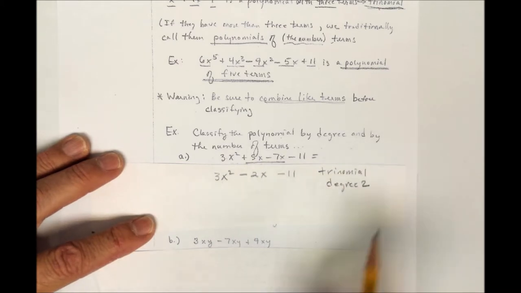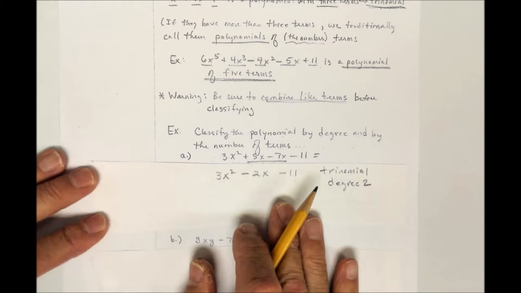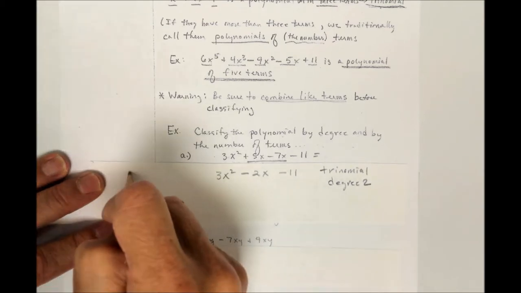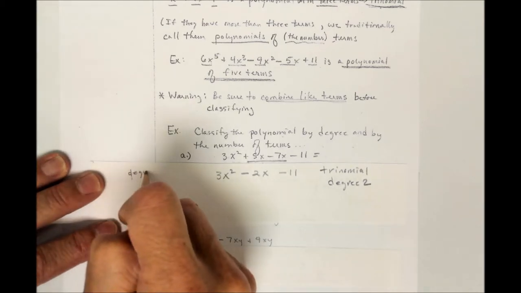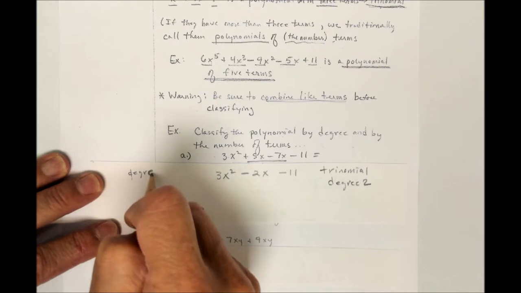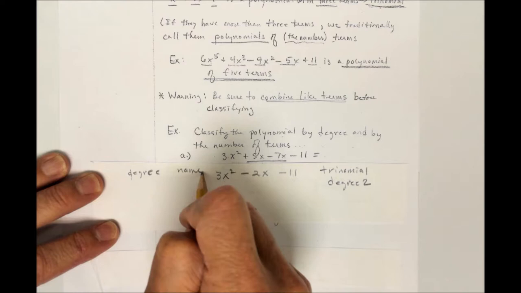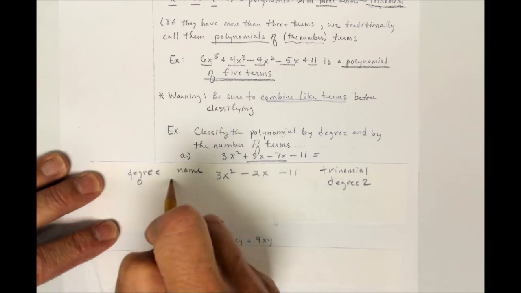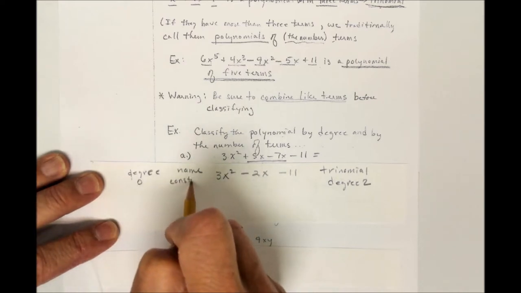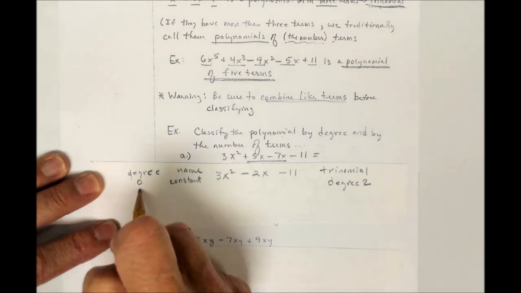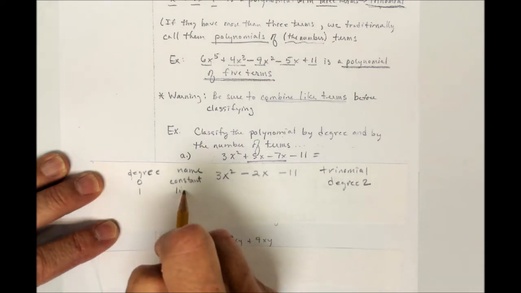Okay? Now, if the degree, and I thought I wrote these down, but apparently I did not. If the degree is 0, as I mentioned before, when it doesn't have a variable, we call that a constant. If it's degree 1, we call it linear.